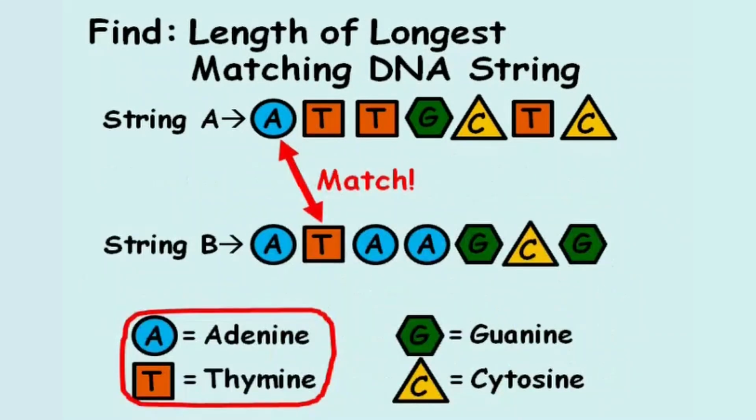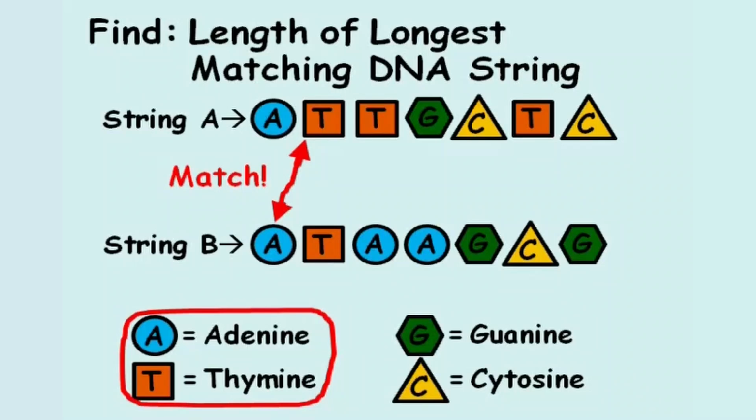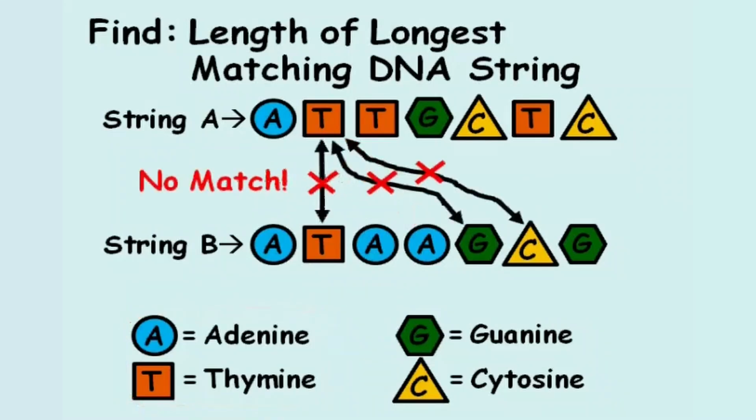So, for example, adenine in string A matches with thymine in string B, but adenine in string A will not match with adenine, guanine, or cytosine in string B. Similarly, thymine in string A can match with at most one adenine in string B, but cannot match with another thymine, guanine, or cytosine in string B.